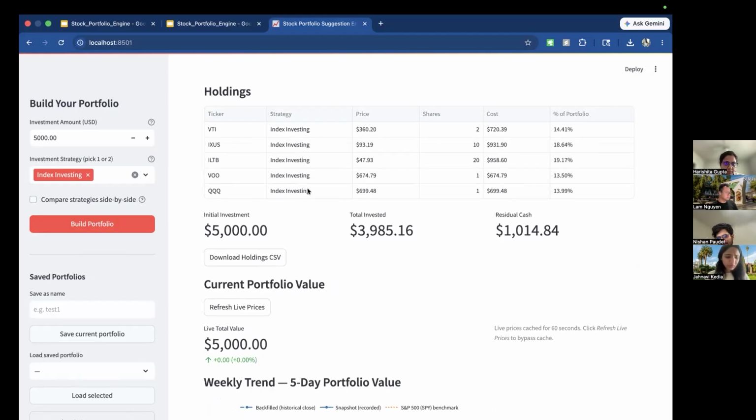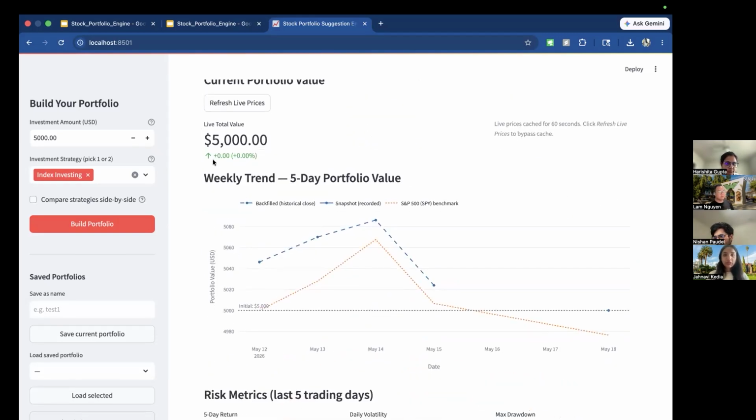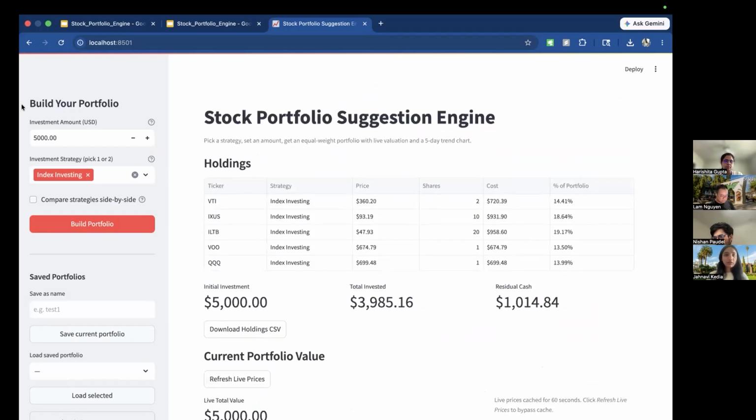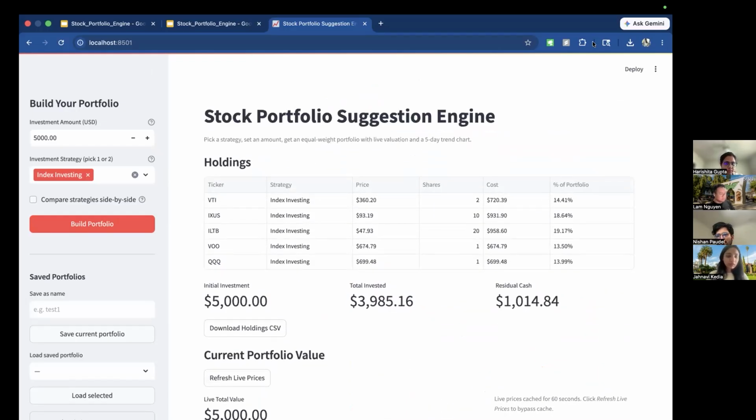Now, the engine allocated all 5,000 from the initial investment. So the total we invested was $3,985. And after investing, this is the residual cash that we have left over. And so right now our growth is 0%. This was our first test case.